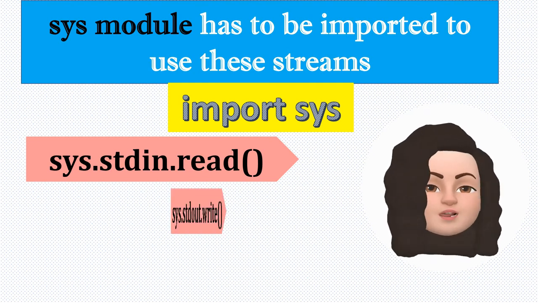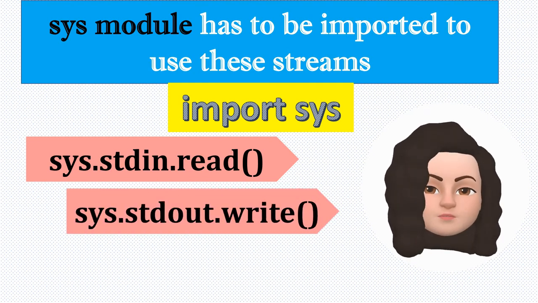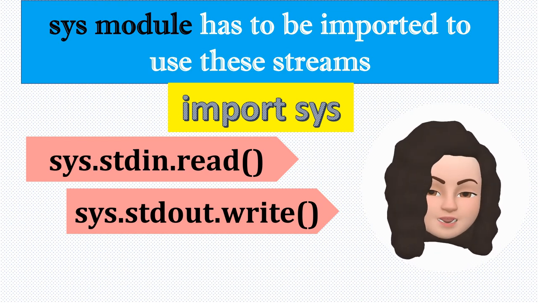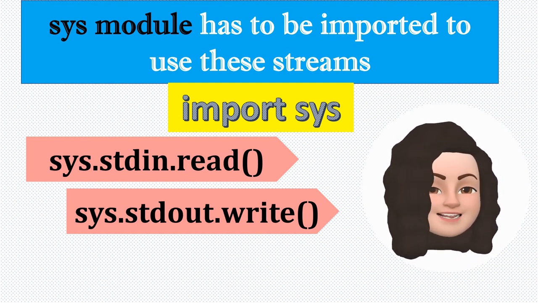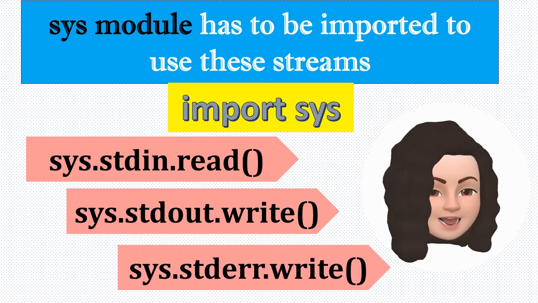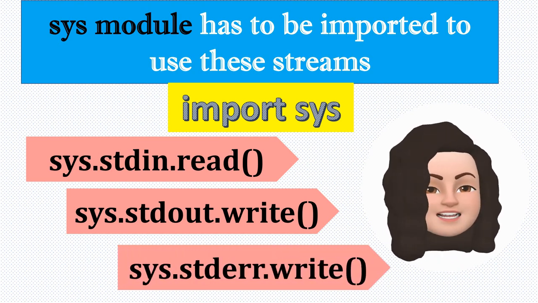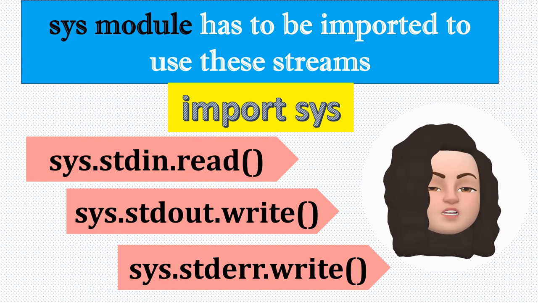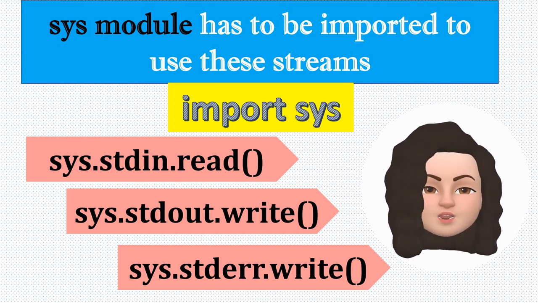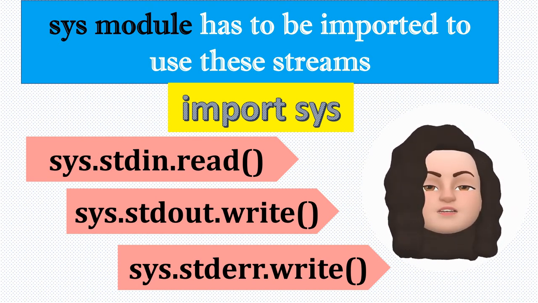Similarly, to display the output, the name of the module sys, dot stdout, that is the stream, dot write function. And to display the error, the name of the module sys, dot the stream name stderr, dot write function. So these are the statements to display the output and to receive the inputs.